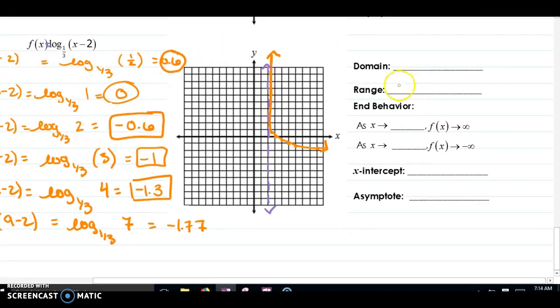Now here, the range is going to be negative infinity to infinity, because it goes up forever and it goes down forever. The domain is now going to be affected by the asymptote, and the domain is going to be 2 to infinity. The end behavior: as x approaches infinity, f of x approaches negative infinity.